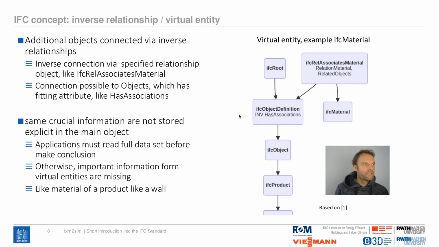So that means that also crucial information is not stored in the main object because it is often connected via the inverse relationships, and that means that you have to make sure that you read the whole model. Otherwise, it could be that some important information is not loaded.